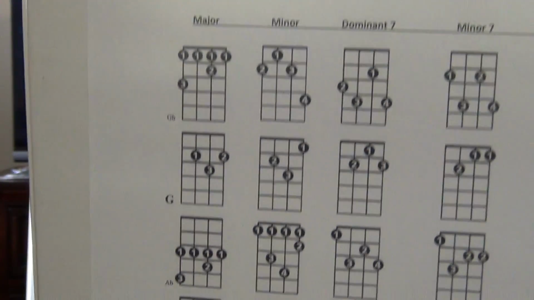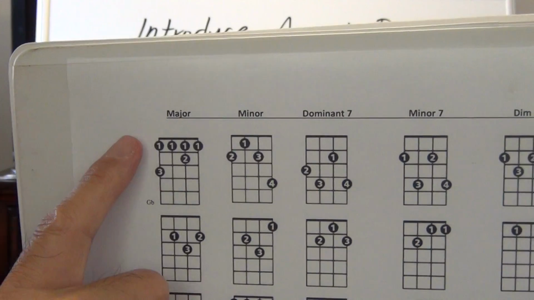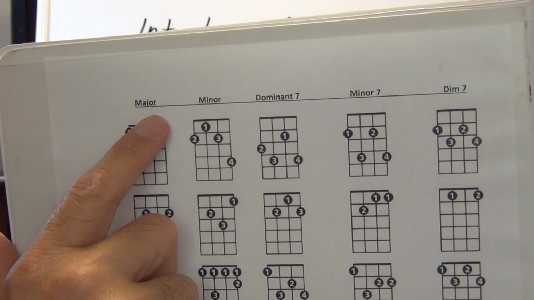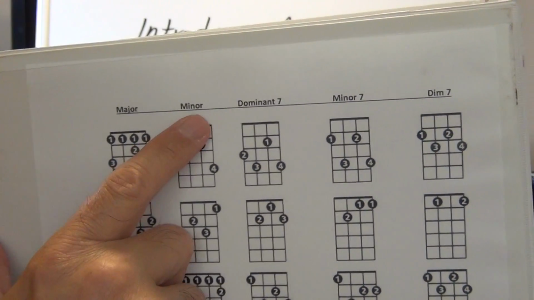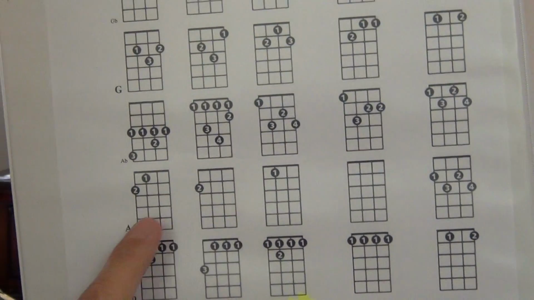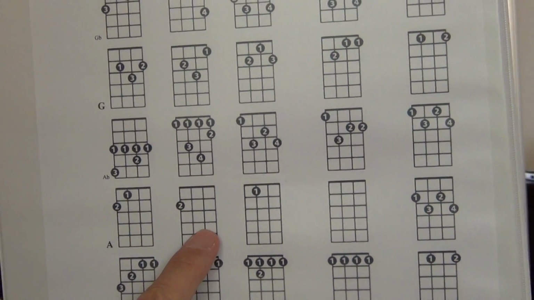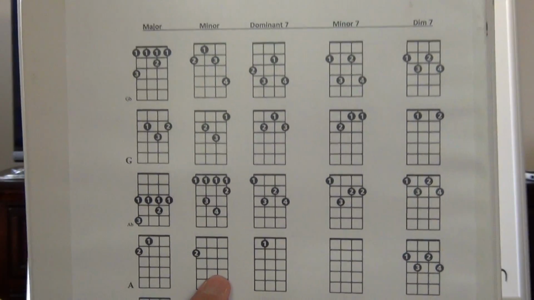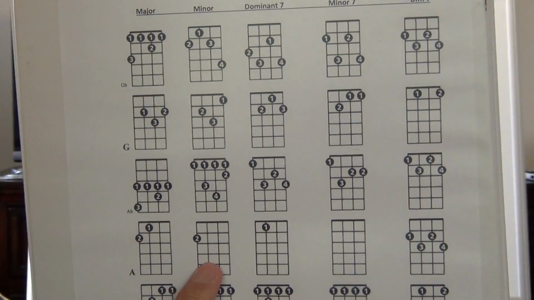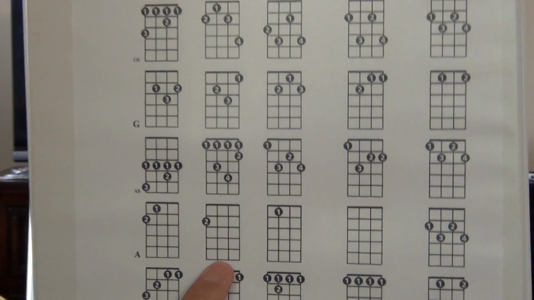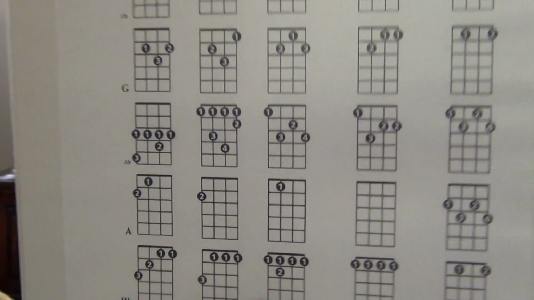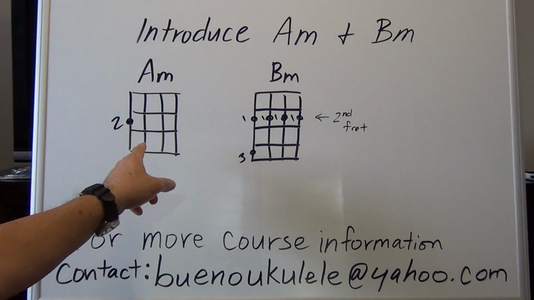Then we're going to locate at the top the different categories: major, minor, dominant, seventh, etc. We're locating a minor chord, A minor, so we look at the minor column. We go down, here's the A, and we go across to the minor column, which is the second column. Minor, second column, A. There you go, and that's the A minor chord right there. As you can see, it's right here.